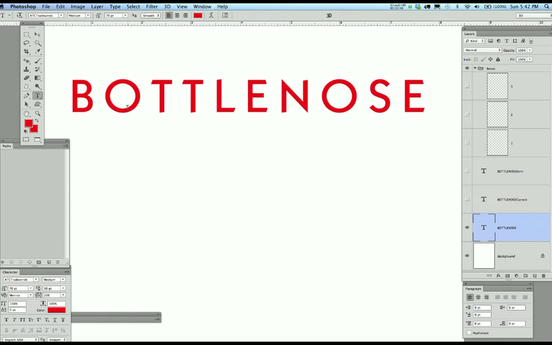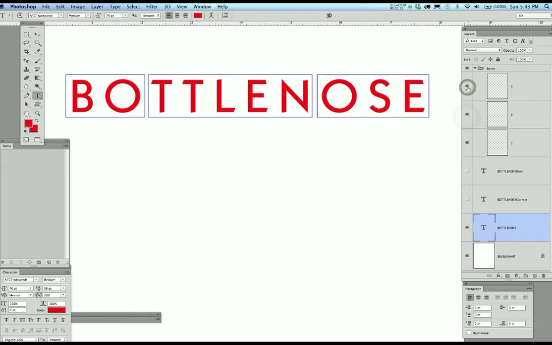But look at how, when you read this, the BO looks completely separated from the TTLEN, almost to the point where you read this as Bo Tillin Aussie. And that's how I read this. It reads wrong. There's way too much space between the B and the O, the N and the O and the S and the E as compared to the TTLEN, because those are basically right out of the box. So I see this as three separate kind of words, even though it was supposed to be bottlenose.